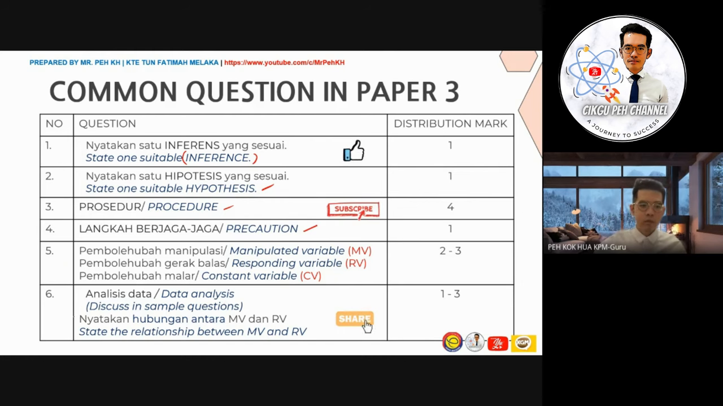The next here is analyzing the data. So the question will ask you about the relationship between your MV and RV, and other data analysis questions may also be asked. Okay, so this is a distribution of marks. And in this video, I'm going to discuss with you the questions regarding the hypothesis, precaution, variable, and together with data analysis.